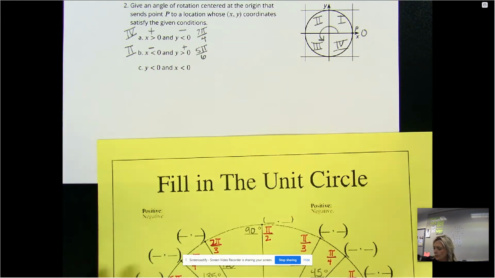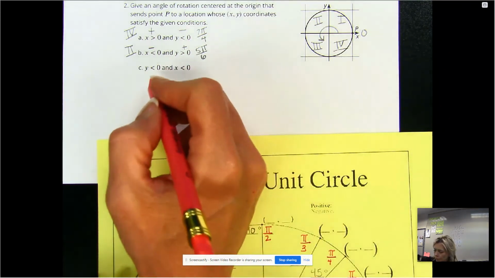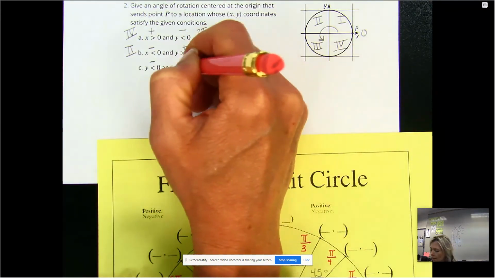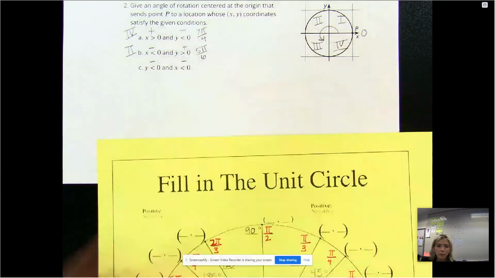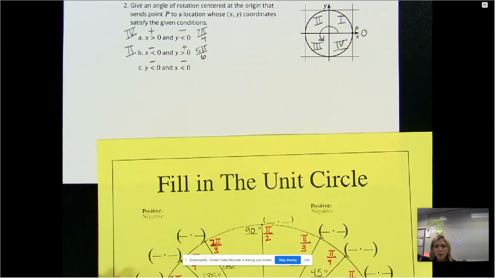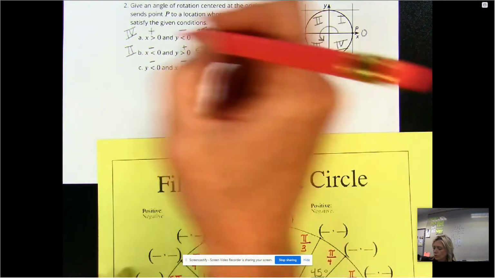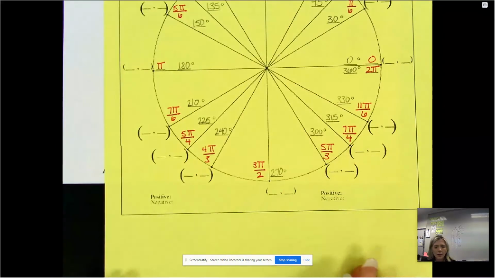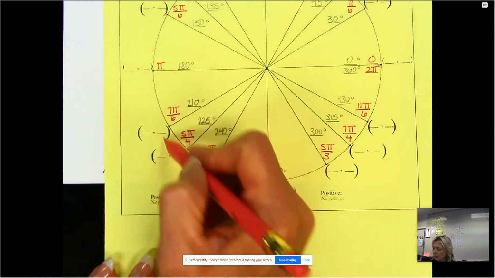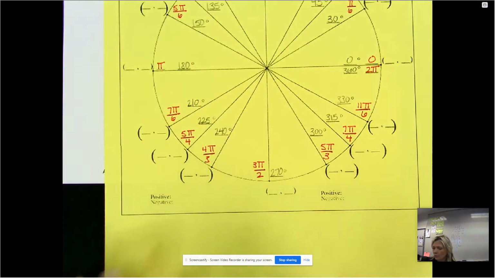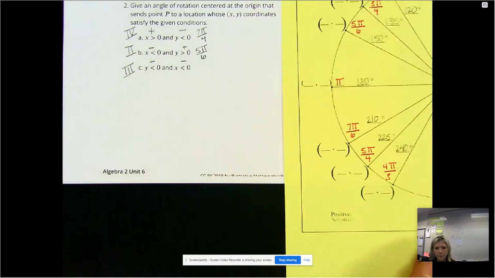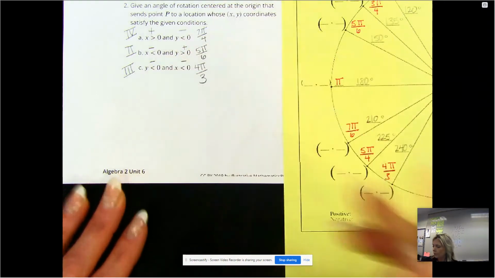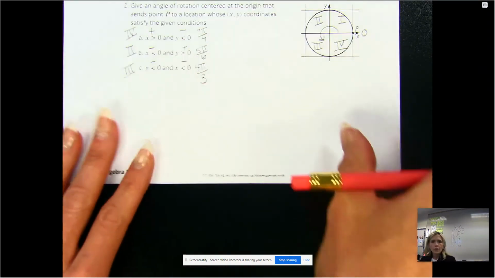And then finally, part C, where y is less than 0, so negative, and x is also less than 0, so negative. So negative x and negative y, that's down in quadrant number 3. We have a negative x and negative y, so you can choose any of these angles. I'm going to do 4 pi over 3. Okay.